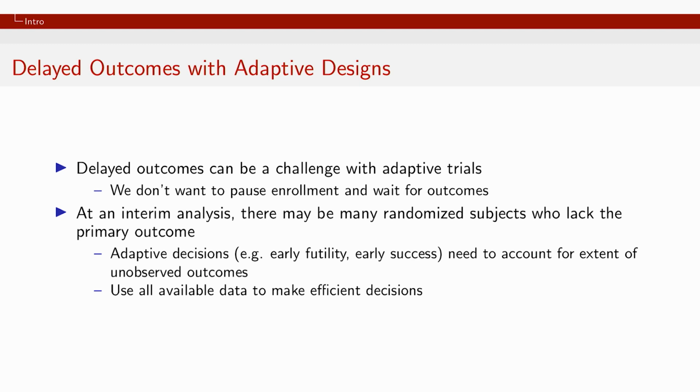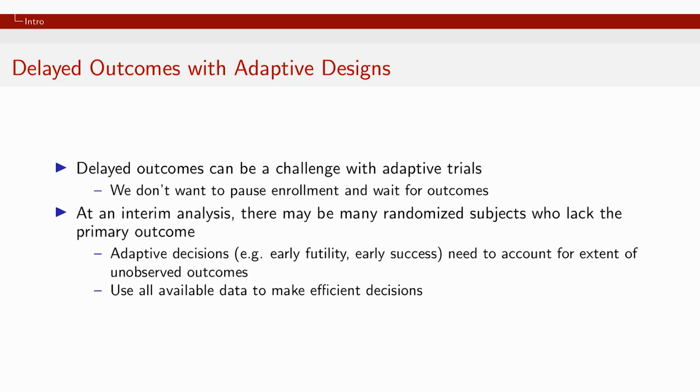With this snapshot available at a given interim analysis, there may be randomized subjects who don't have observed data on the primary outcome. This is a little bit challenging in the sense that our adaptive decisions, such as stopping for early futility or stopping for early success, really need to account for the extent of the unobserved outcomes. We also want to make sure that these snapshots make use of all available data to make more efficient decisions and to make the best use of our data.